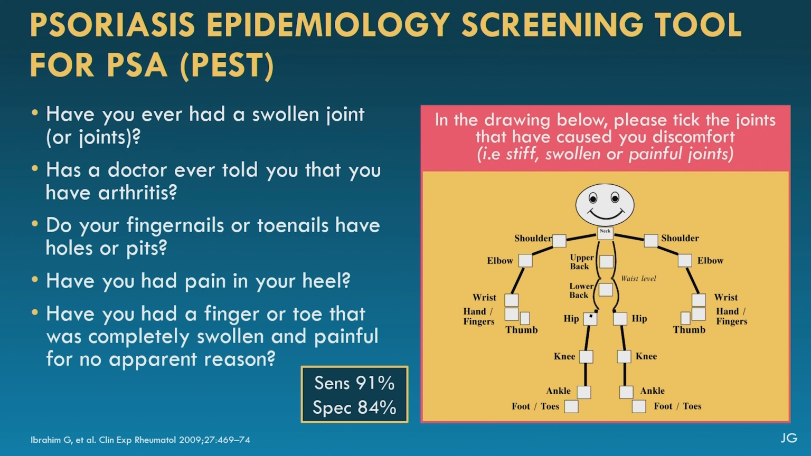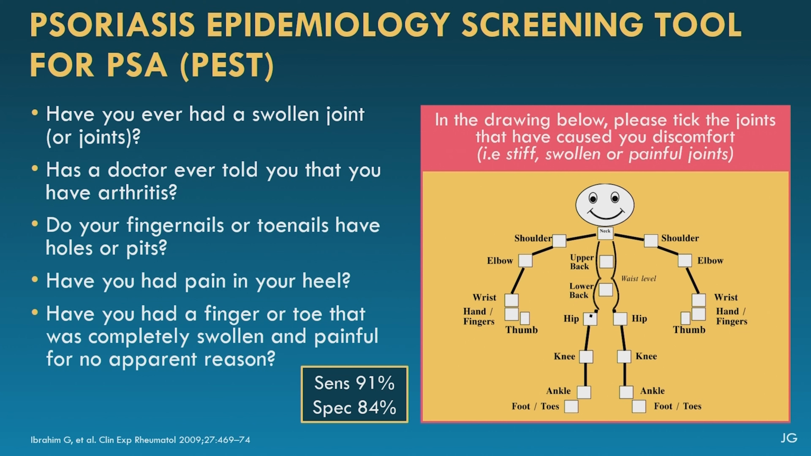So have you ever, and Dr. Armstrong did a great analogy of this earlier with the PsA. It's a very similar idea. You're screening for psoriatic joint disease. So if you get 3 out of 5 positive answers to these questions, then you have a 91% sensitivity that this patient has psoriatic arthritis with a specificity of 84%. And so these are simple, easy questions you can ask while you're doing your exam, or you could have the patient fill it out ahead of time.